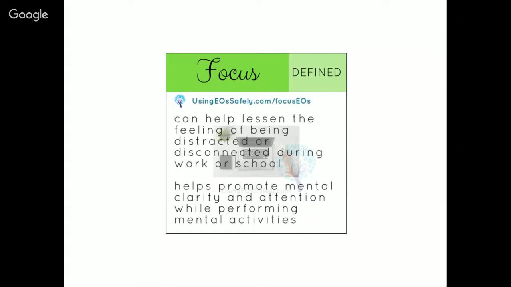Now, focus, in case anybody didn't know what focus meant, I have to do these definitions for you guys every week. And sometimes I feel like this is really lame. Of course, people know what this means, but I have to keep the same theme going. So focus can help lessen the feeling of being distracted or disconnected, either during work or school, can help promote mental clarity and attention while performing mental activities. Some people use focus essential oil blends for their children that have ADD or ADHD or anything like that. It can help, along with many other things, including diet changes. It can help with that as well.